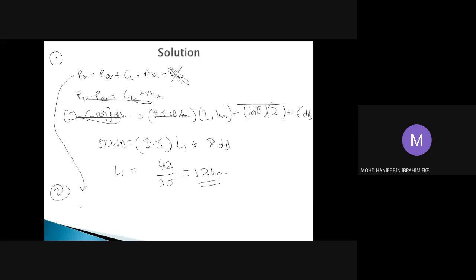Okay, I repeat again. We have a negative 13 dBm minus negative 38 dBm. Okay, so this is in dBm unit. And that should be equal to the attenuation of fiber, which is 1.5 dB per kilometer.